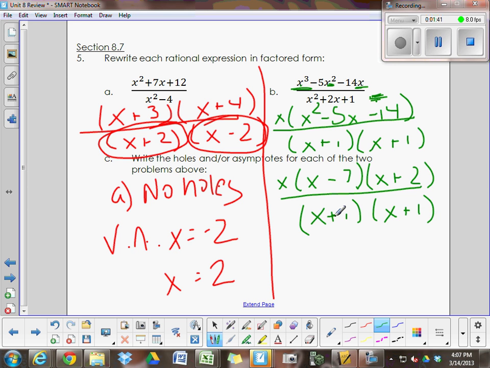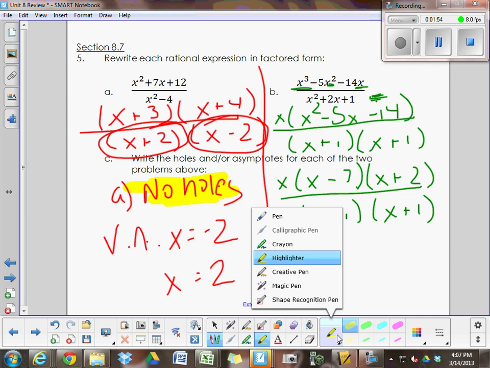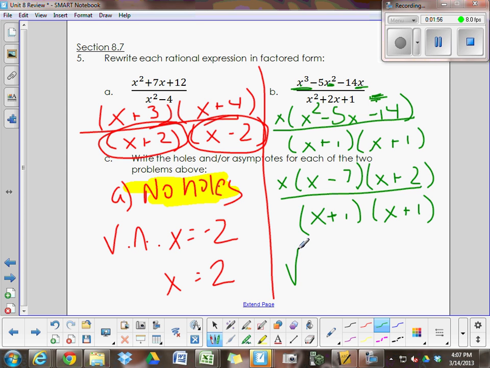Again, nothing cancels, nothing matches on the bottom and top, so there are no holes again. No holes again for part B. This time our asymptotes are at, actually there's only one because it's the same factor on the bottom. The vertical asymptote is at x equals negative 1.